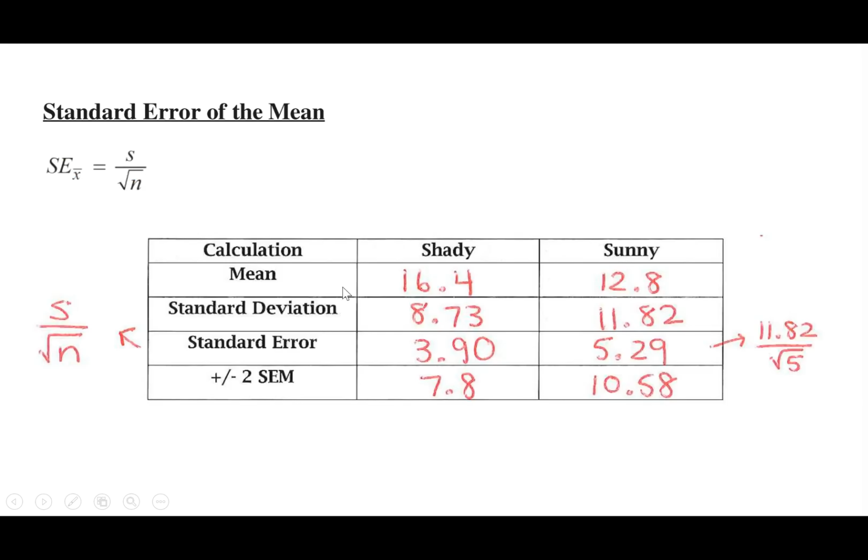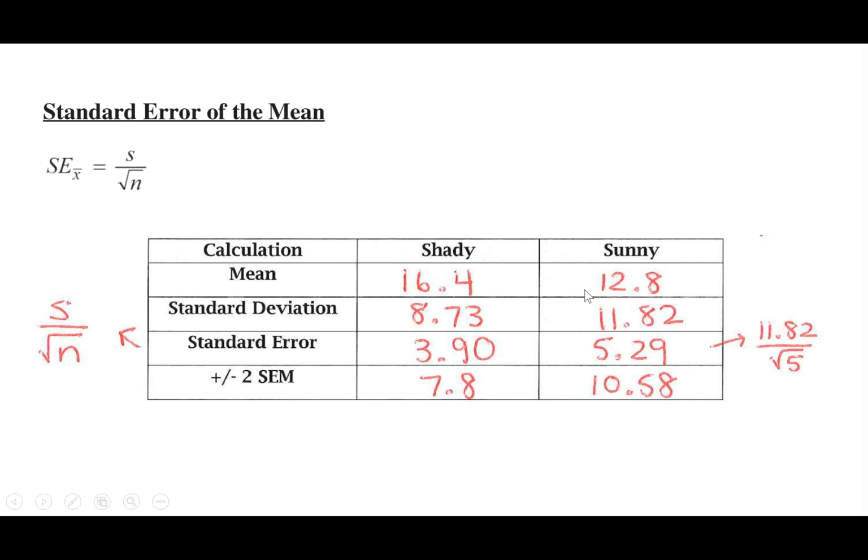So for the shady leaves, we found our standard error, and for the sunny leaves, we found our standard error by taking, again, the standard deviation divided by the square root of the sample size. That gave me this number. All right, that's for the sunny leaves. Or this one, I didn't write out the math for this one, but it would be the same thing. It would be the standard deviation, so 8.73, divided by the square root of the sample size, which in this case is 5.